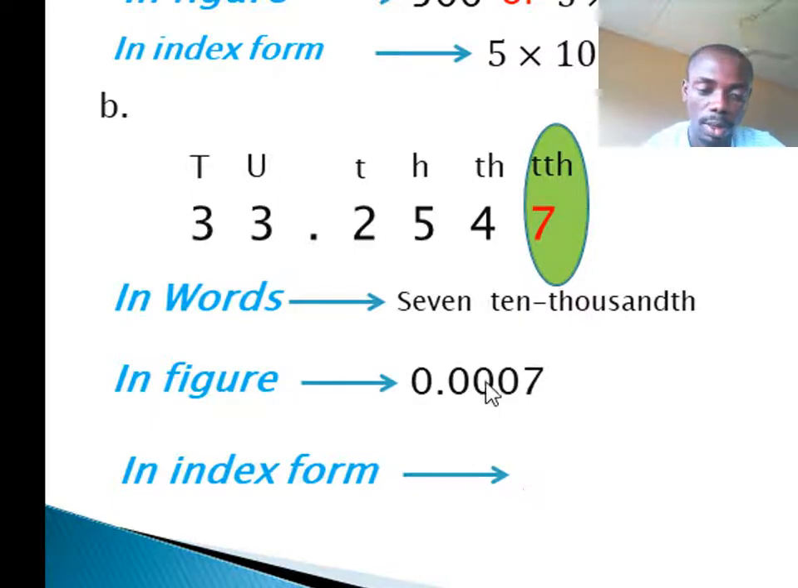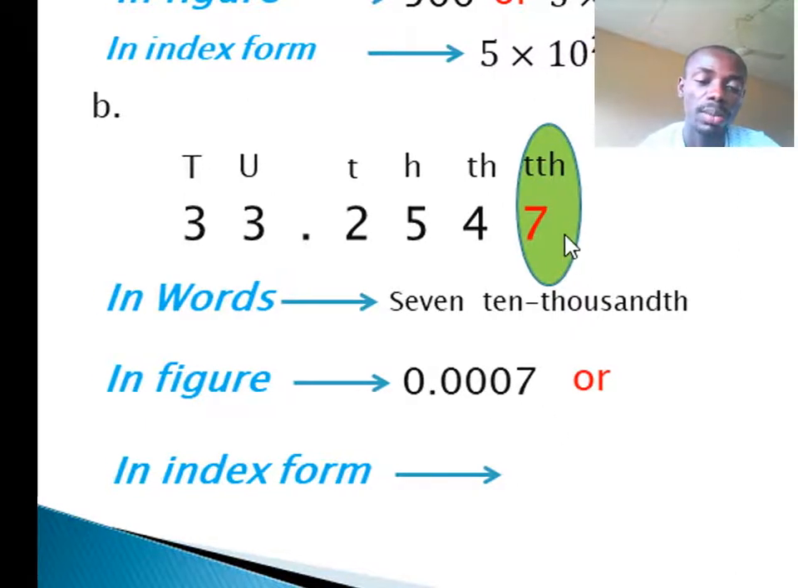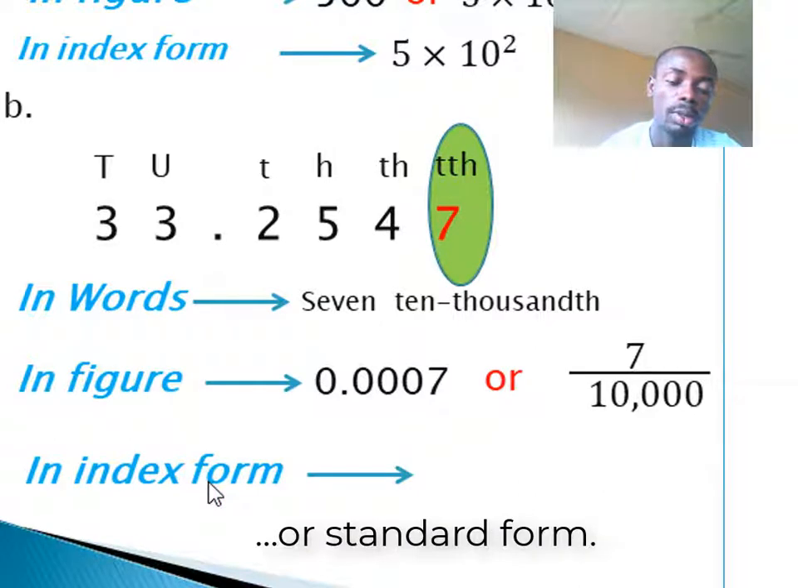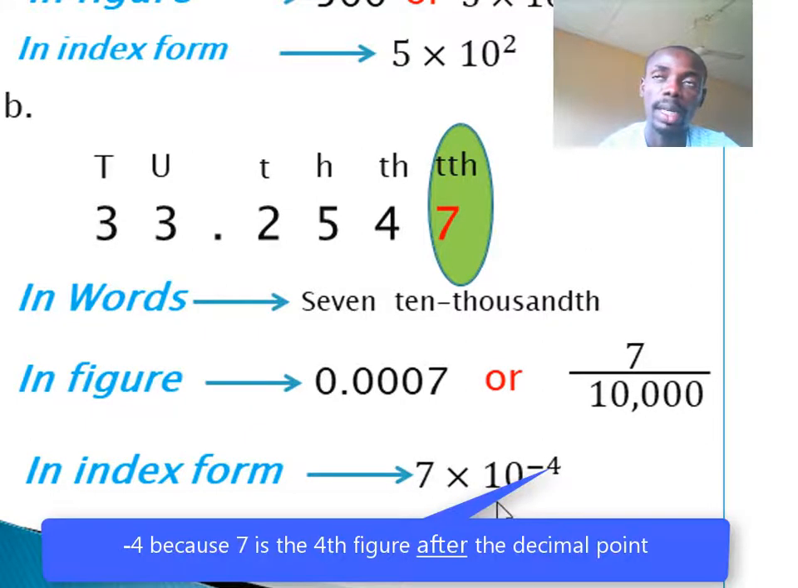Or it could also be expressed as 7 divided by 10,000. If you simplify this using your calculator, you're going to have the same thing here. And in index form, that's going to be 7 multiplied by 10 raised to the power of minus 4. That's 7 multiplied by 10 index negative 4.